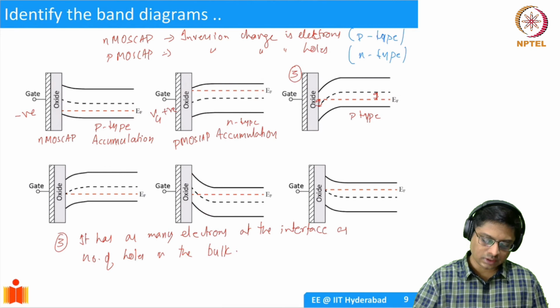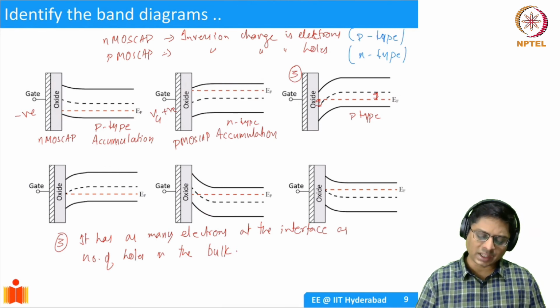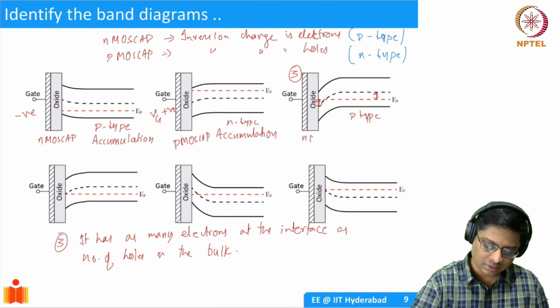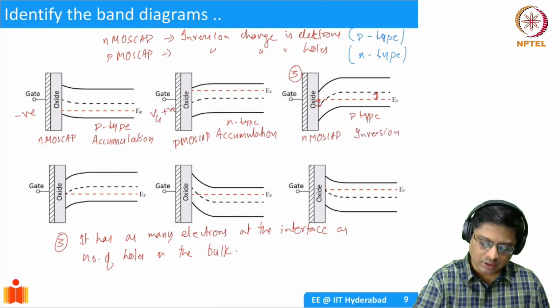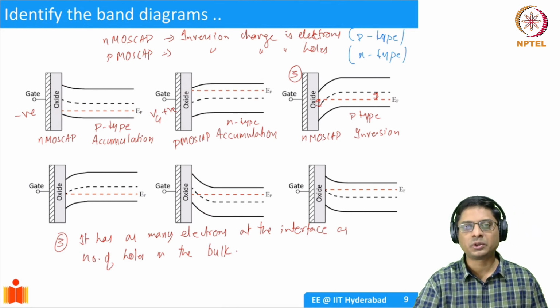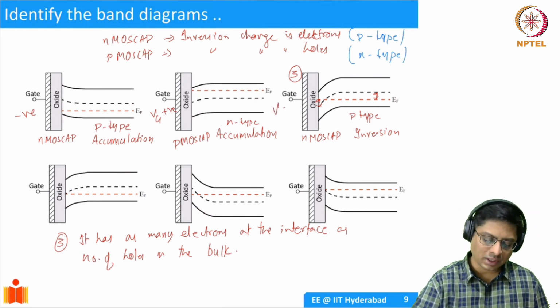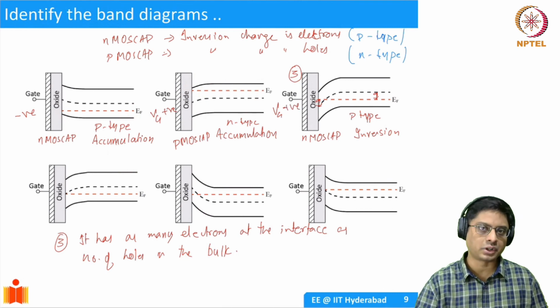So this is a P-type substrate, so it's an NMOS cap. And the regime is inversion. If you want to have inversion, that means if you want to have a lot of electrons, you need to apply a gate voltage which is positive. Vg is positive. Actually, large positive, not just positive, to reach inversion.